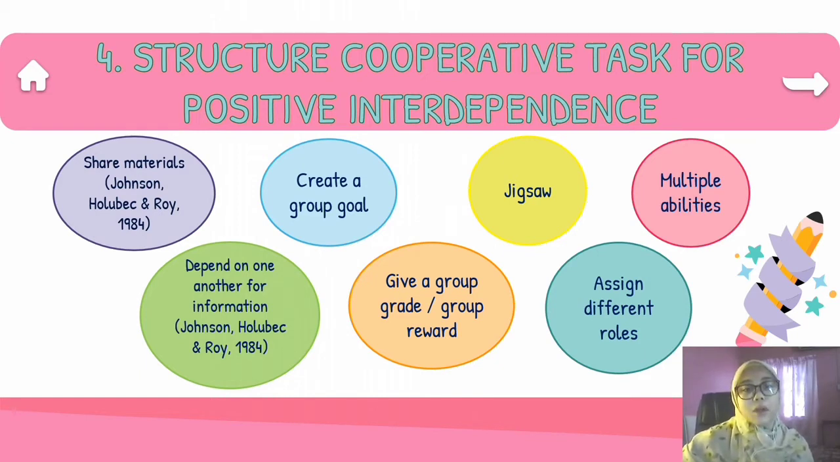Next is depend on one another for information. For example, in a group lab report, each student is responsible for collecting the data, then they need each other to construct the graph based on everyone's result. Besides, give a group grade or group reward. This clearly increases the pressure on the group members to make sure that everyone's work is complete and well done. Okay, the last strategy is assign different roles.